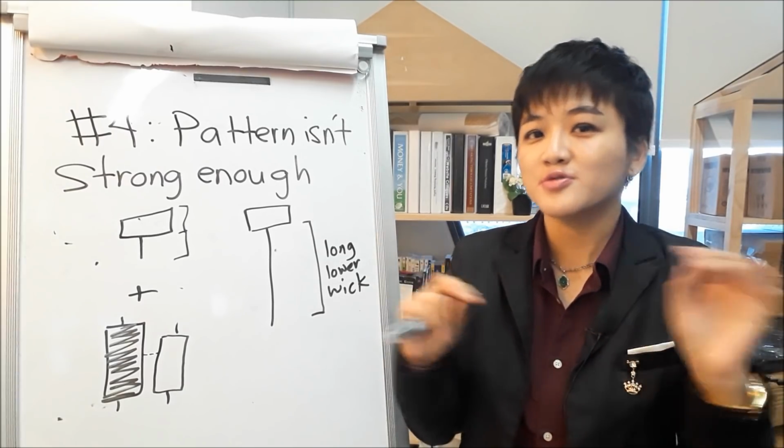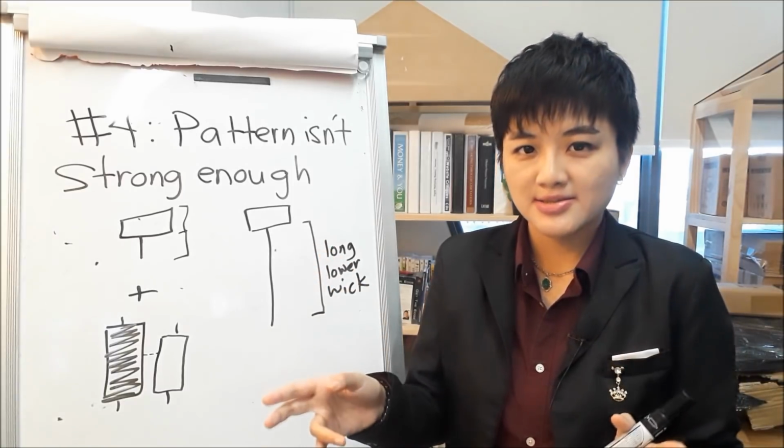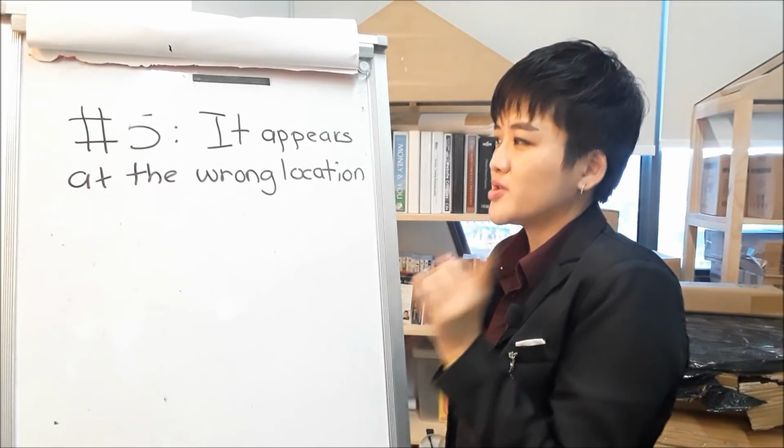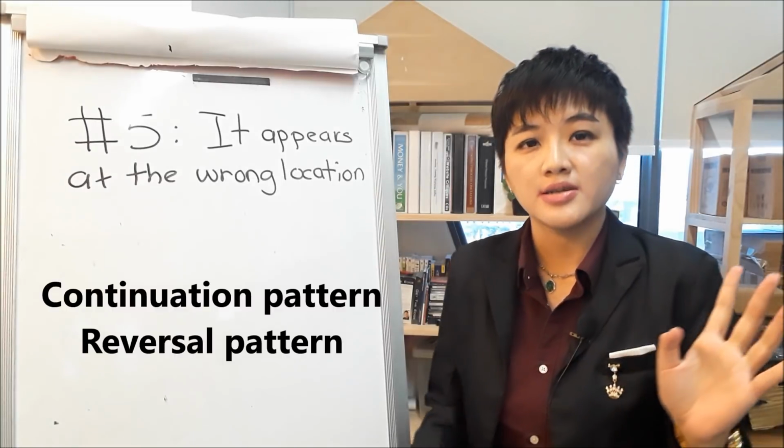I'm not saying that, oh no, it's not going to work out. I'm just saying that the probability is going to be less. So the fifth situation in which it wouldn't work out is when it appears at the wrong location.